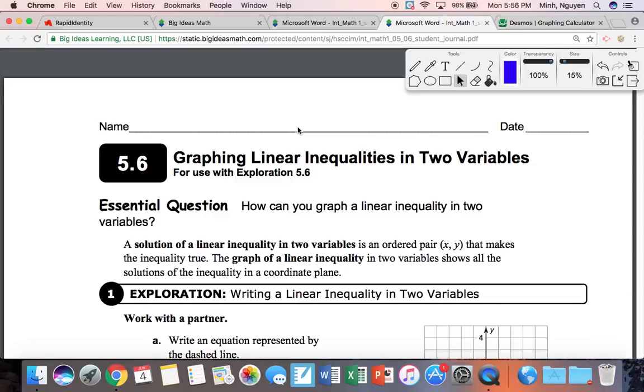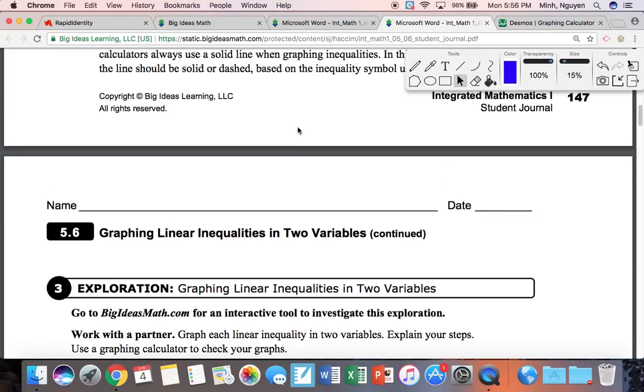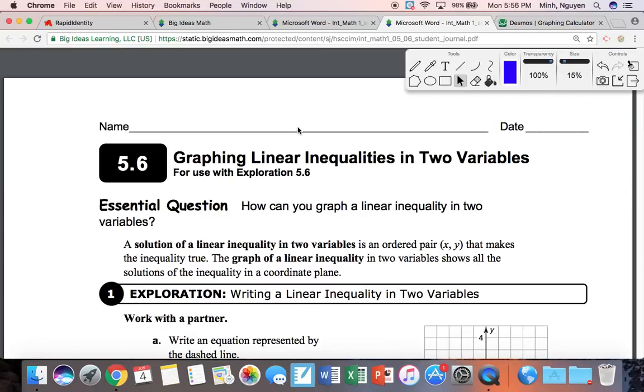We're on section 5.6 of your student journal, graphing linear inequalities in two variables. What is this, page 147? How can you graph a linear inequality?